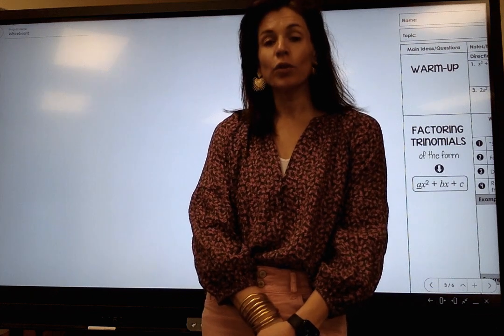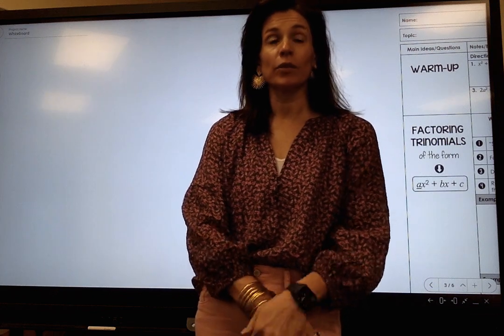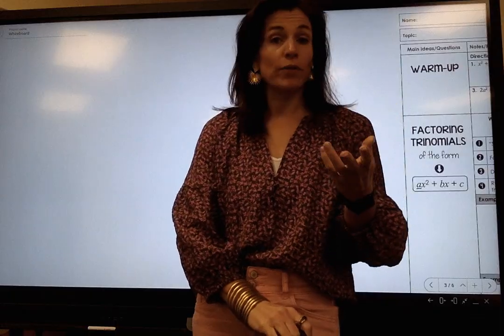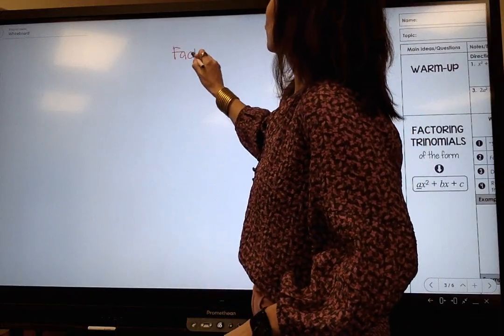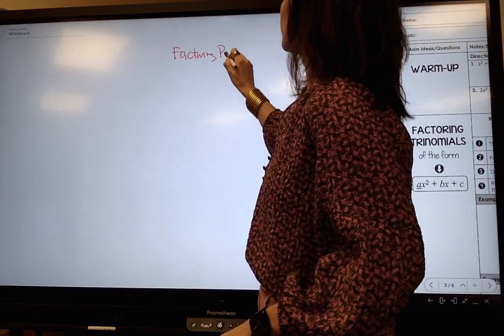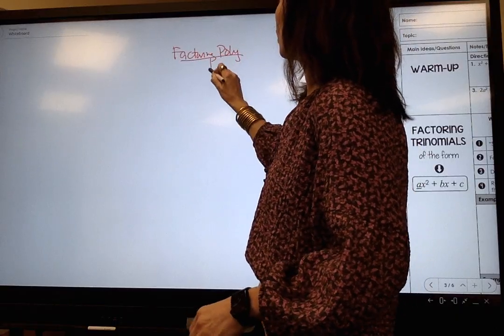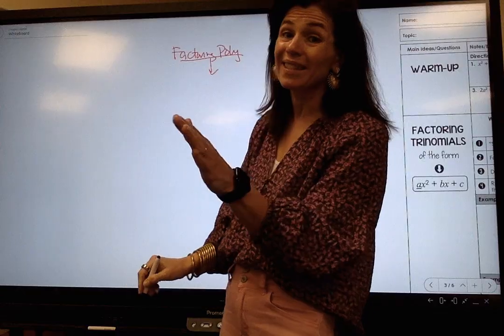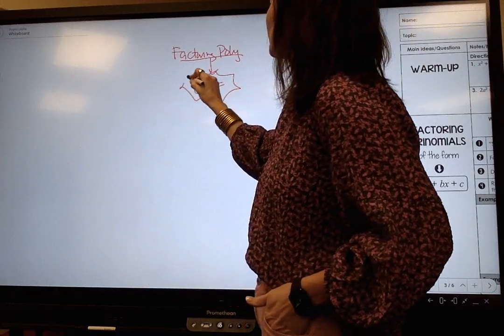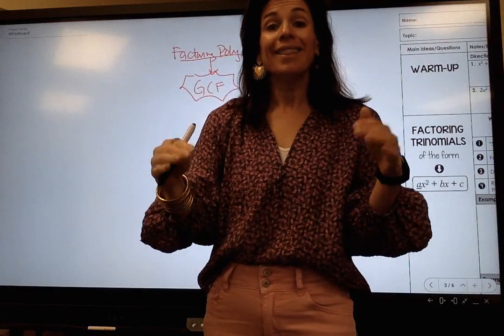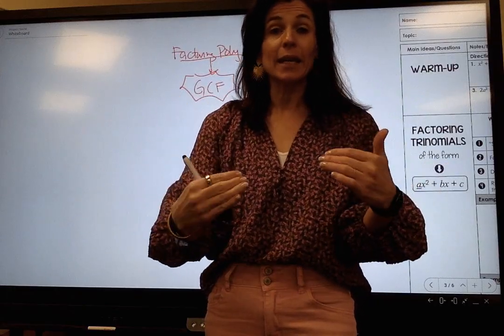In this section, we're going to be factoring trinomials with a is greater than 1. So remember, this unit or this section is factoring polynomials. What is my first step always? My first step always is to take out a GCF. If I can take out a GCF, you can't stop. Then you ask yourself, okay, can I keep factoring?